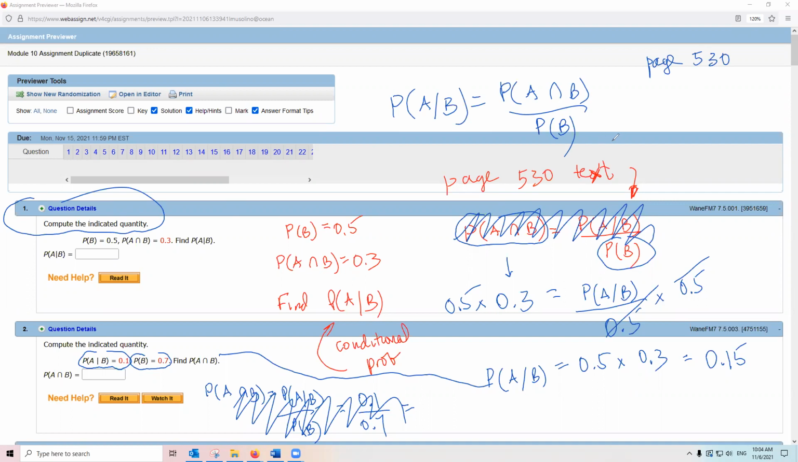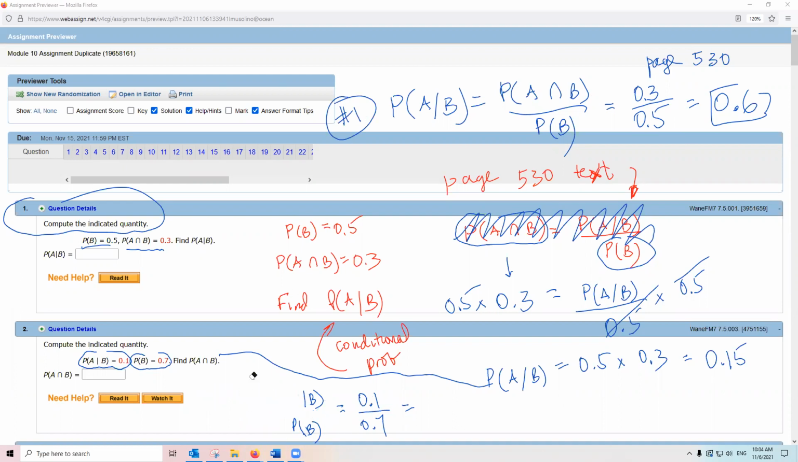All right, well, then in this case, for part A, they're giving me the probability of A intersection B, that's 0.3. And they're giving me the probability of B, that's 0.5. So I can work this out on my calculator, and I'm getting the answer here, 0.6. So this is the answer for number 1. Okay. All right, let's go down here to number 2.